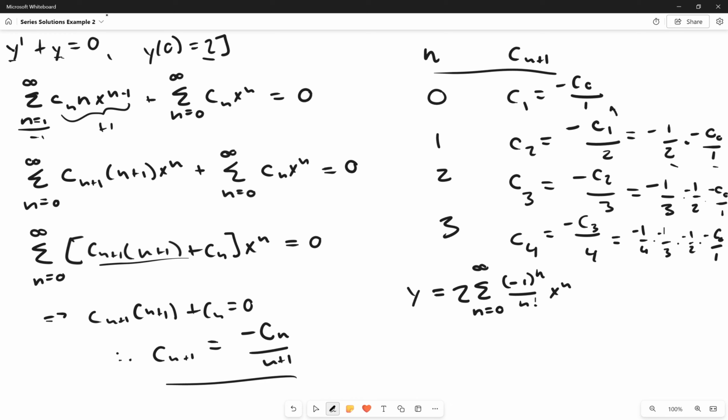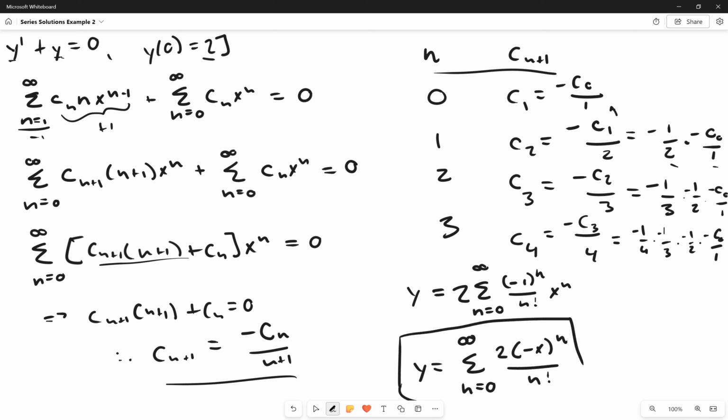So I'm going to want to represent this a little bit more compactly. I can say that y is the infinite series from n equals 0 to infinity of 2 times negative x to the n over n factorial. And that is the solution to this boundary value problem, which I believe was explicitly called a boundary value problem in the presentation.